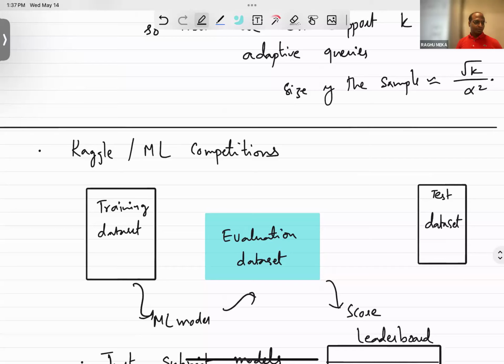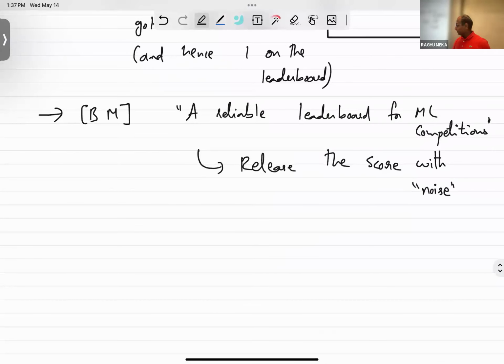Okay. And this is now implemented in Kaggle. So you don't see the raw score, you actually see a score with some noise. They implemented this algorithm internally so that you have this more reliable leaderboard, along with placing constraints initially, like you can only do one model submission per day and so on.